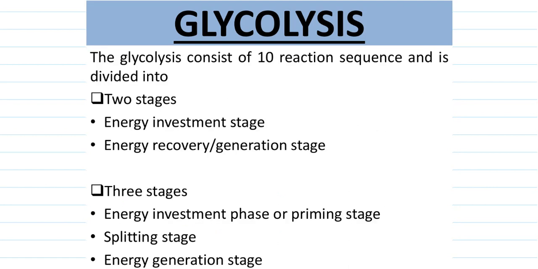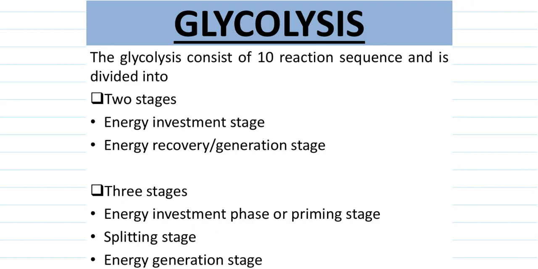Glycolysis consists of a 10 reaction sequence and, some books mention, it is divided into 2 stages, whereas some books mention it is divided into 3 stages. If we say glycolysis is divided into 2 stages, then it consists of the energy investment stage and the energy recovery or energy generation stage. And next, glycolysis consists of 3 stages: the energy investment phase or priming stage, the splitting stage and the energy generation stage.